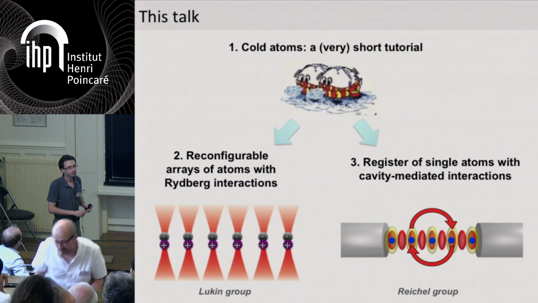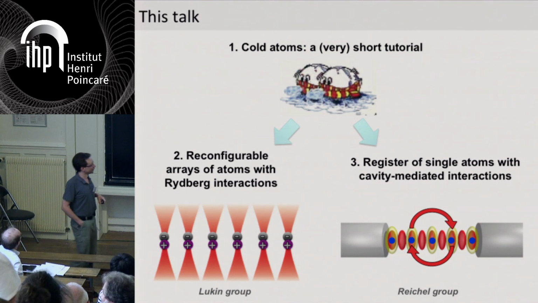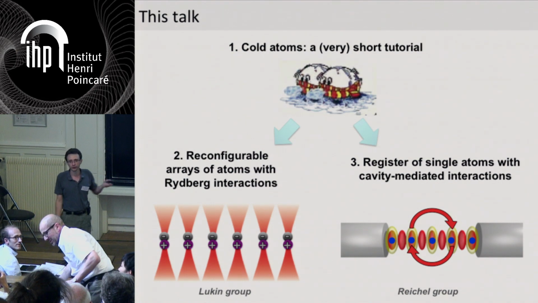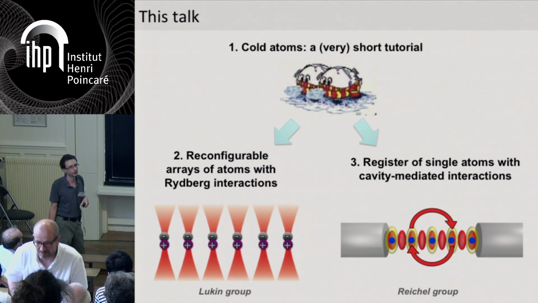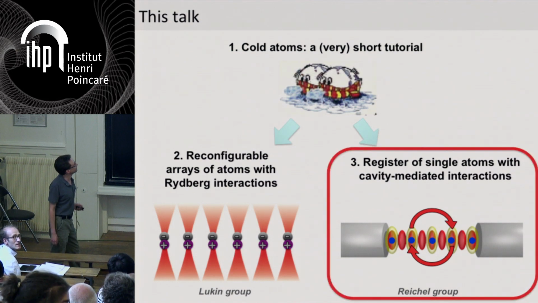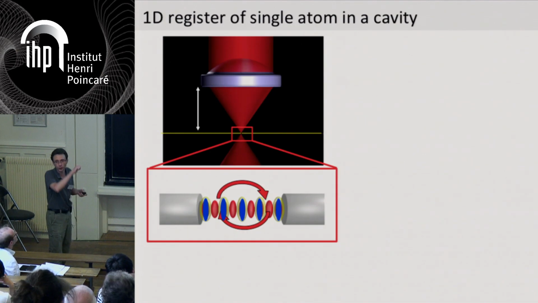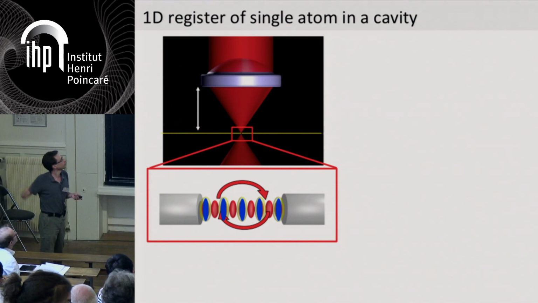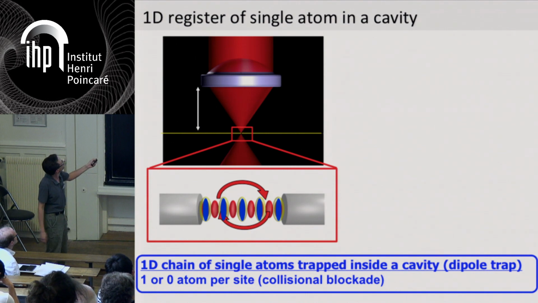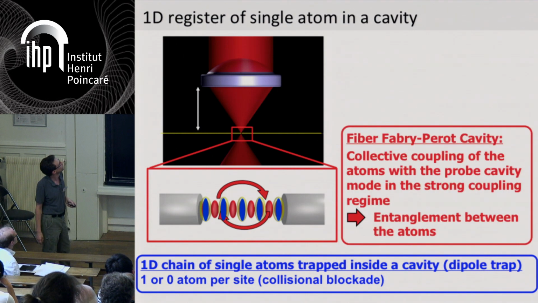Okay, let's go on. So now, in the last 5 minutes, I wanted to quickly introduce you to another experiment which is currently being built in the group of Jakob Reichel at ENS, 5 minutes walk from here. And here the idea is still to have a 1D chain of single atoms, so use this collisional blockade regime to get at most 1 atom per trap. But instead of using many optical tweezers, here we use an optical lattice, which is sustained by a Fabry-Perot cavity.